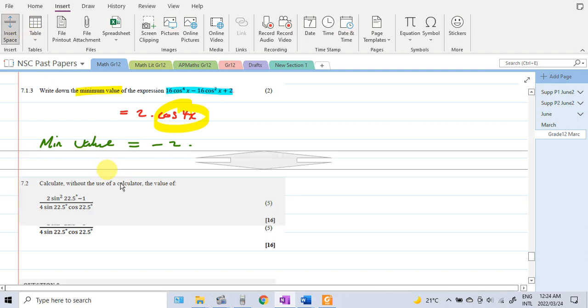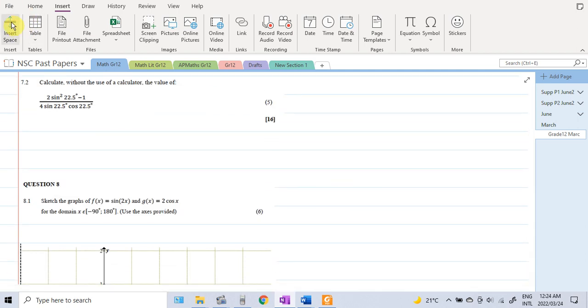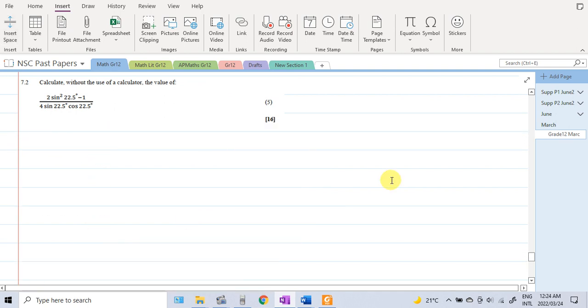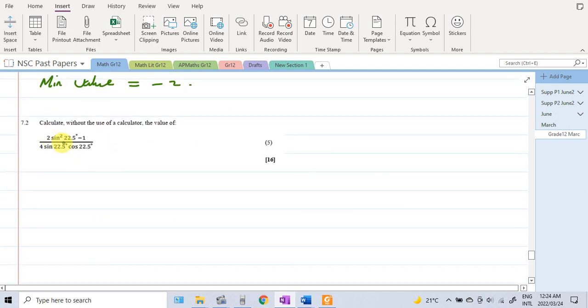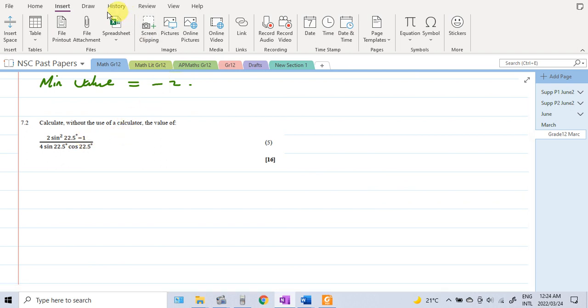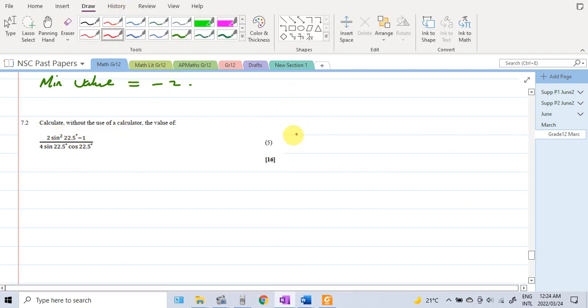Right, so they are asking us for 2 sine squared 22.5 degrees minus 1. Now what is 2 sine squared minus 1? We know that cos 2 times angle is 1 minus 2 sine squared A. So basically this is the reverse, so it has to be negative into 1 minus 2 sine squared 22.5 degrees, right? So that's what we're thinking about, and that should be right. So that is a double angle there.